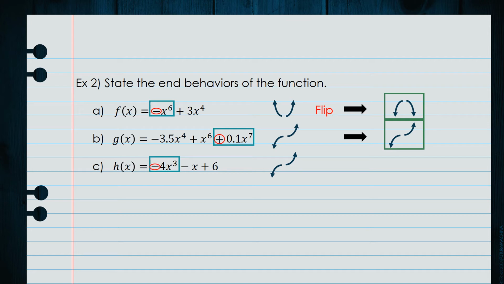Since it's a negative 4x cubed, that means it will flip or change directions, which means the end behaviors will be up on the left and down on the right.